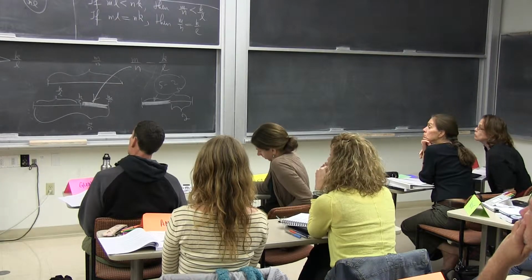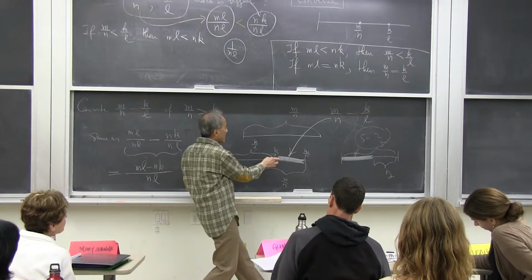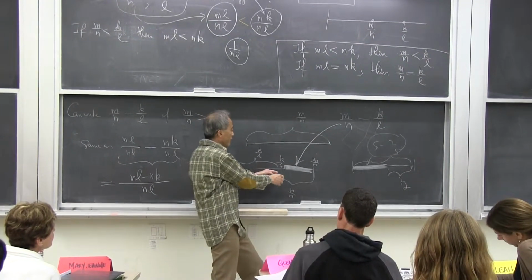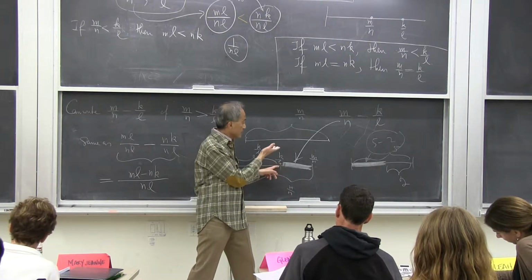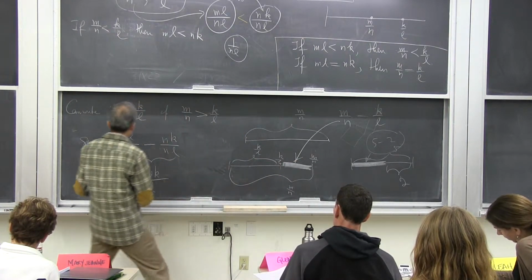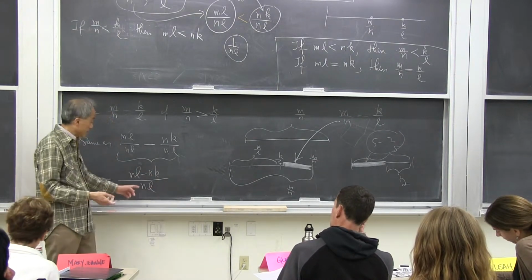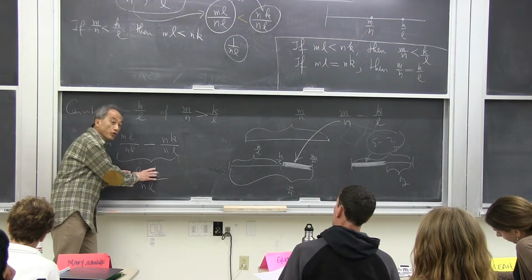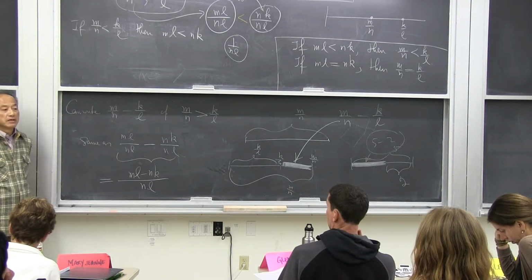Right, because you have to march N times L steps to get to here. Correct? And you walk only NK steps and you already get here. So, from here to here, how many more such steps do you have to take? ML minus NK steps. But how long is each step? Each step is 1 over NL, right? Yes. So this is the total number of steps, each of length 1 over NL. That's why this is so.